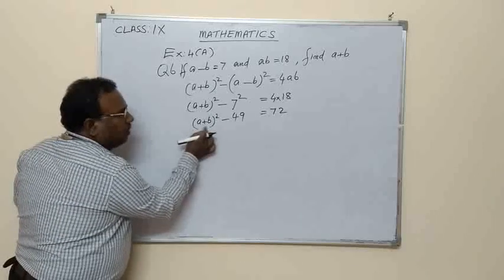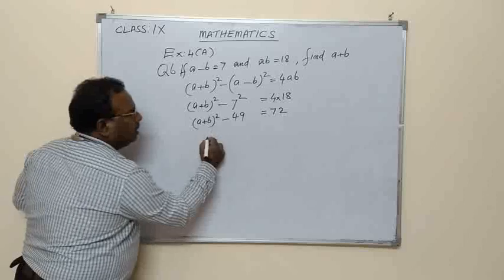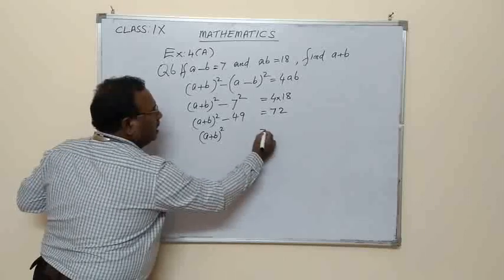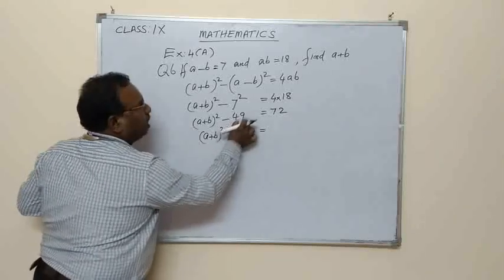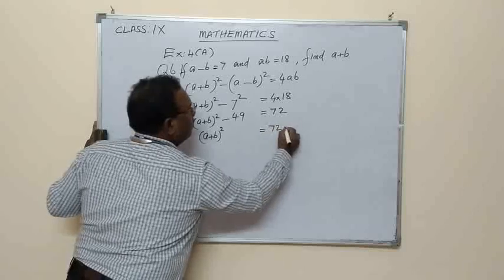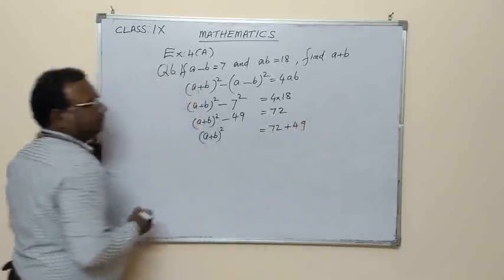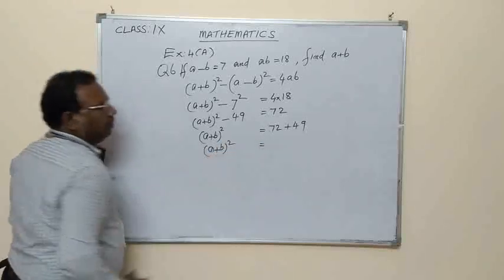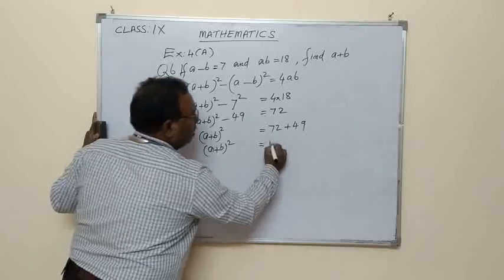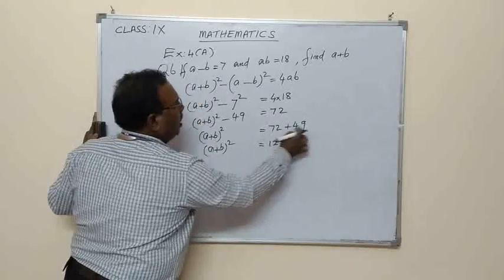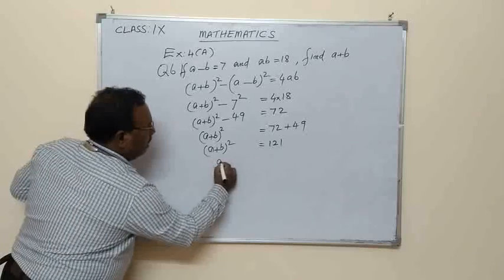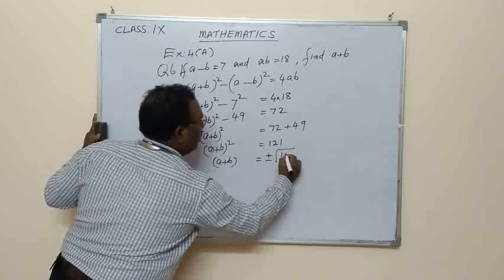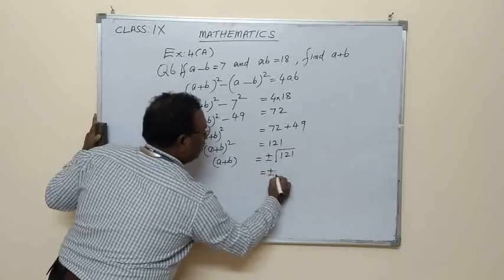We have to find out the value of A plus B. So write (A plus B) whole square. Then transferring this negative 49 to RHS, you get 72 plus 49. Then again (A plus B) whole square is equal to 121 after adding 72 and 49. Then A plus B is equal to plus or minus root 121, which is equal to plus or minus 11.